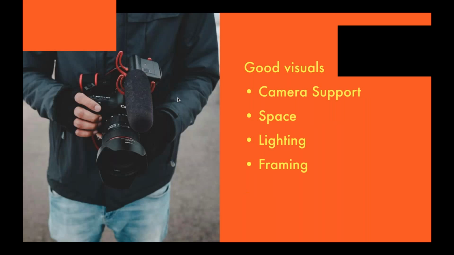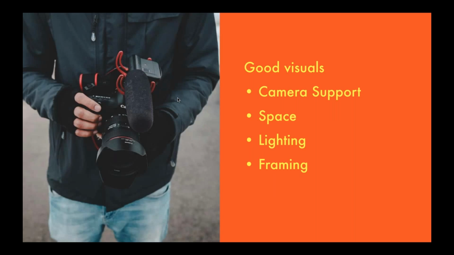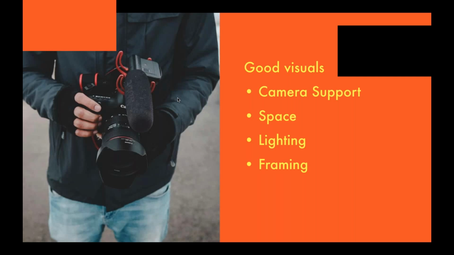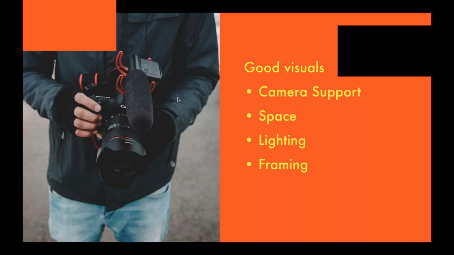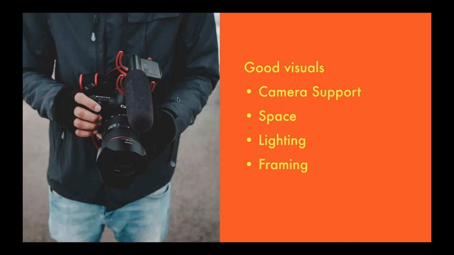So for good visuals, you want to have that camera support that we just mentioned. You want to have a good space to work in, and by that, I mean a quiet space, but also a good large space. In a large space, you can put your subject close to the camera at one end of the room and let the other end of the room go out of focus. That's going to give you a really nice look, and your video is going to look more professional. Look at the framing. How do you have it framed up? Is their face and shoulders nice and large in the shot?